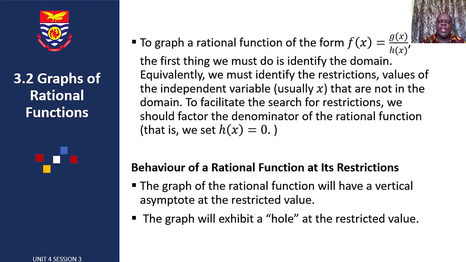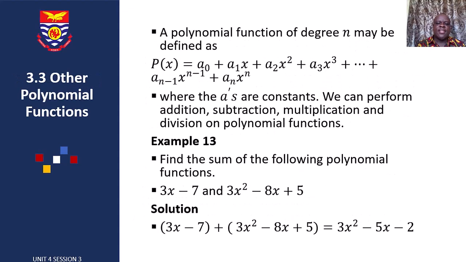Now, the rational function exhibits certain behaviors at its restrictions. Let's look at some of these behaviors. The first one is that the graph of the rational function will have a vertical asymptote at the restricted value. The second behavior is that the graph will exhibit a hole at the restricted value. Because the graph cannot exist at that point, there's a break which will be shown as a hole in the graph. Aside from rational functions, there are other polynomial functions.